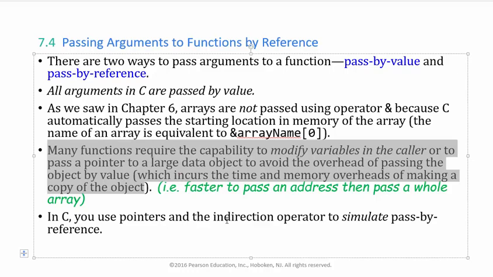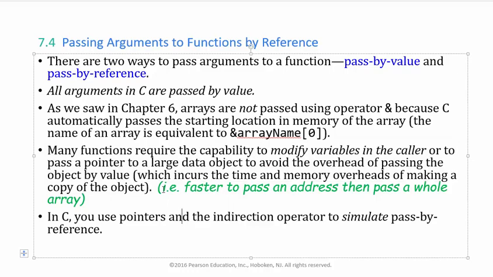Many functions require the capability to modify the variables that are in the caller, in other words, in main. So main calls the function, but you want the function to modify the variables in main and not just be something that's local to the scope of the function. We do that when we modify things in an array, and we are going to do that in a moment when we show another example using pointers.